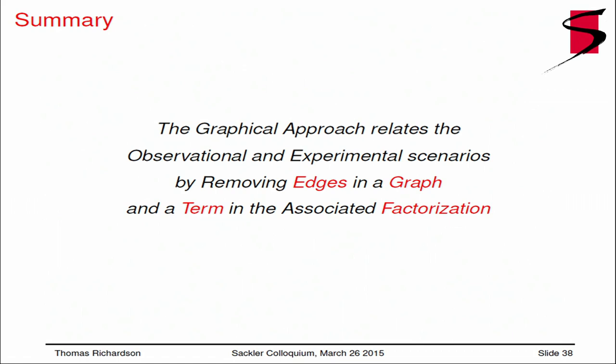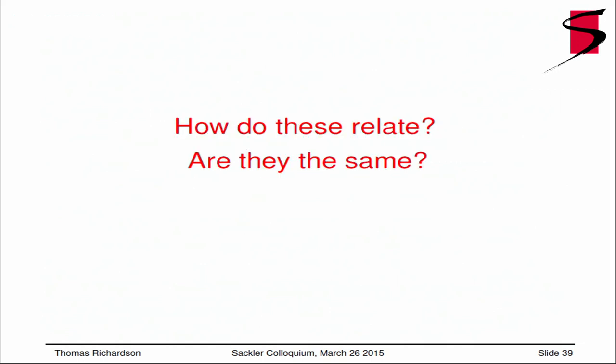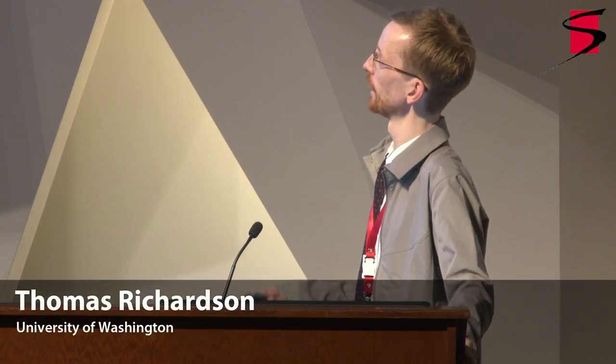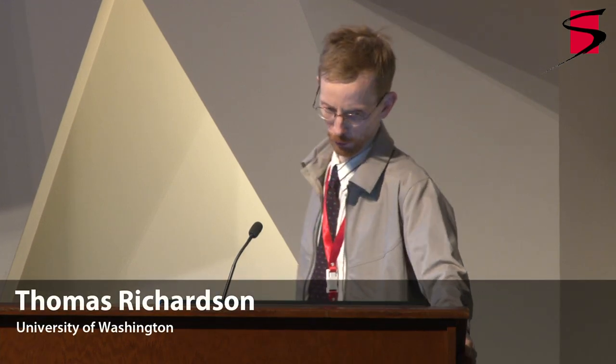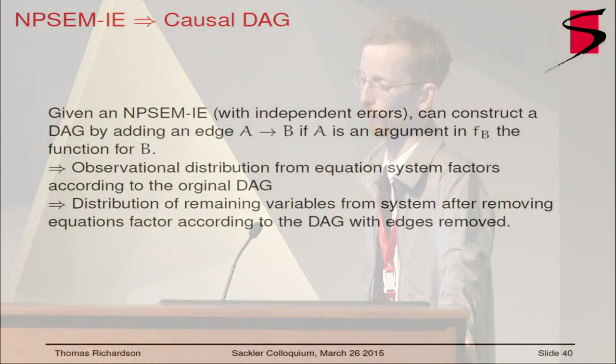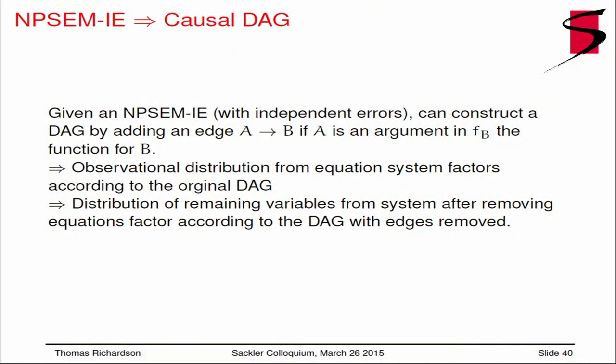Okay, so now I've described the graphical approach, again a very rapid description. We just relate these two situations by removing edges in the graph and removing a term in the associated factorization. The obvious question here is how do these different structures relate? There are people that are definitely partisan in one approach or another, so how do they relate, and are they the same? We'll see that in certain respects we can go from one to the other, but there are some subtleties, and those subtleties are some of the reasons why there are these differences.